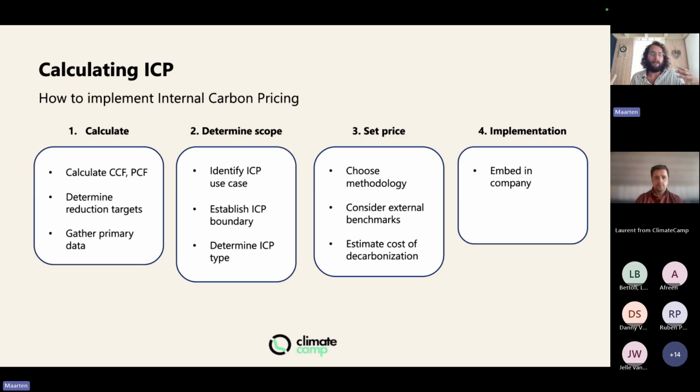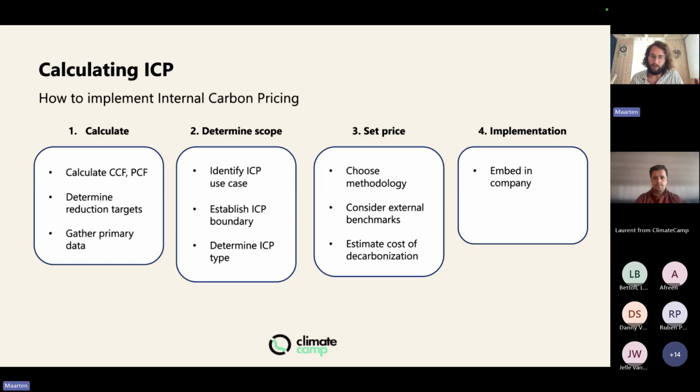You need to have a corporate carbon footprint calculation. You need to know scope 1 to 3. It's even better if you have product carbon footprint because then you can levy your internal carbon price towards your supply chain. So calculating your corporate carbon footprint and product carbon footprint is the basis. You also need to determine your reduction targets because depending on what your emissions are now and where you need to be in 2030 and 2050, there will be a certain cost of decarbonization linked to this amount.